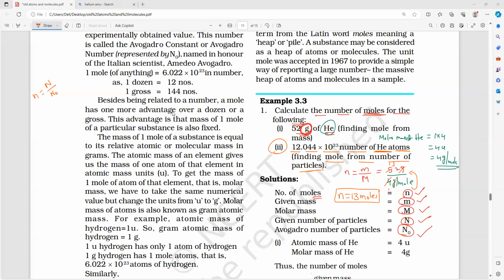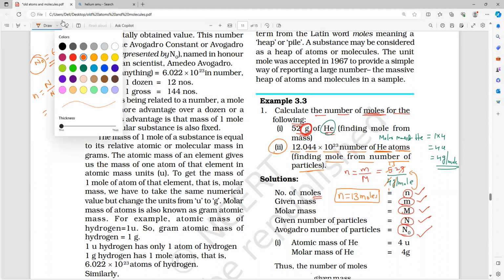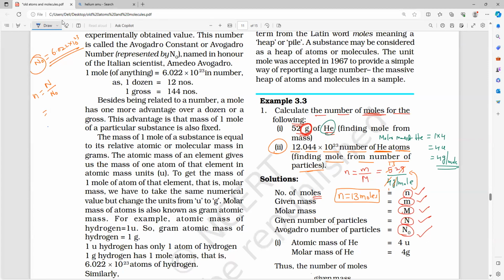What is Avogadro number? 6.022 into 10 power 23. Substitute it. Learn that value. I'll ask you. This is called Avogadro number. Everyone learn. Next, what will happen? n is the number of particles. So 12.044 into 10 power 23 divided by Avogadro number, 6.022 into 10 power 23.